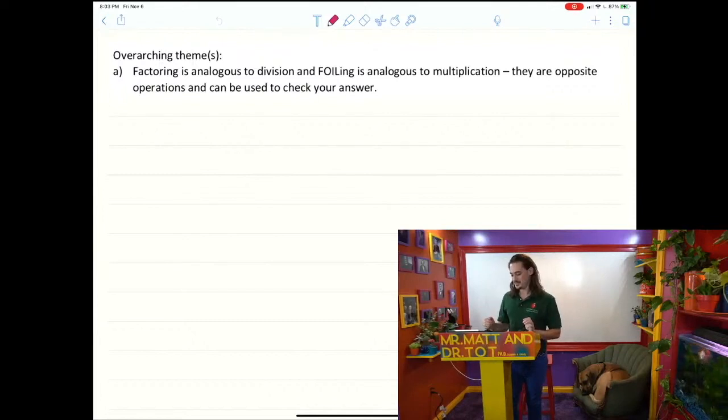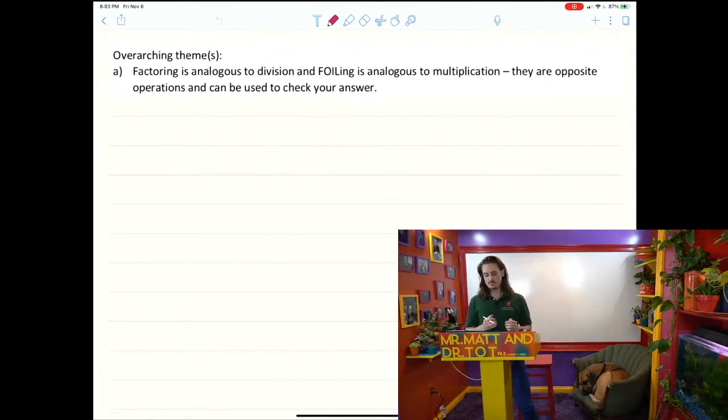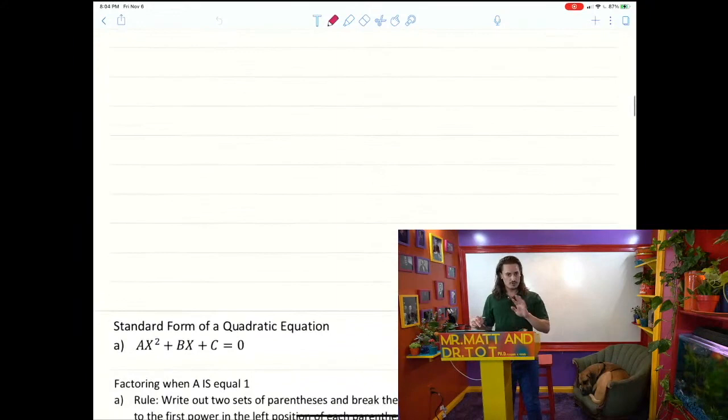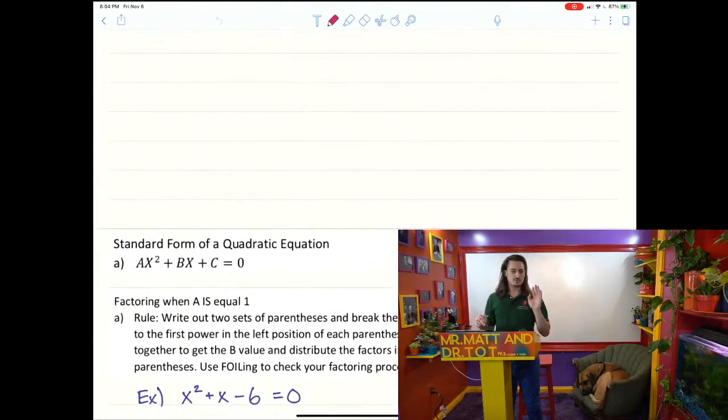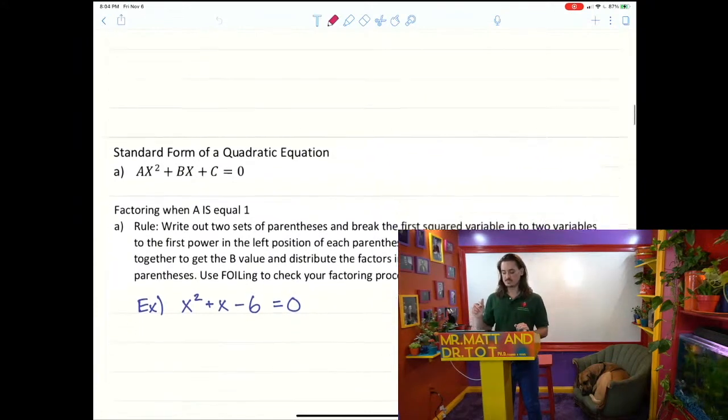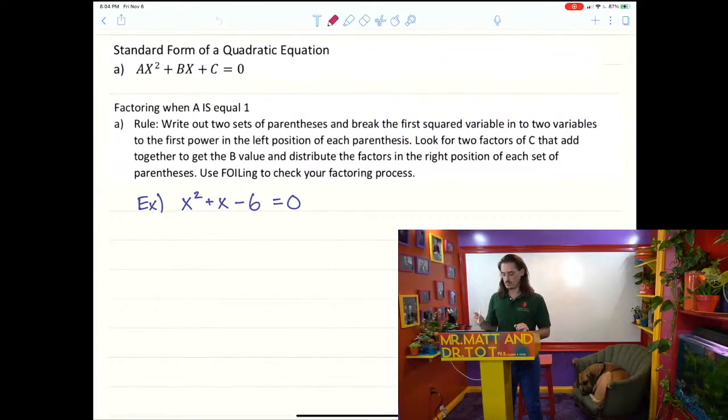Okay, so the overarching theme, like I said: factoring is like division, FOILing is like multiplication, and they're opposite operations of each other. You can use them to check your answer. Again, this is going to go very quick in the beginning because if you're still a little hazy with when a is equal to 1, I really recommend looking at streams 1 and 2, because I want to spend a lot of time today on the more complicated form.